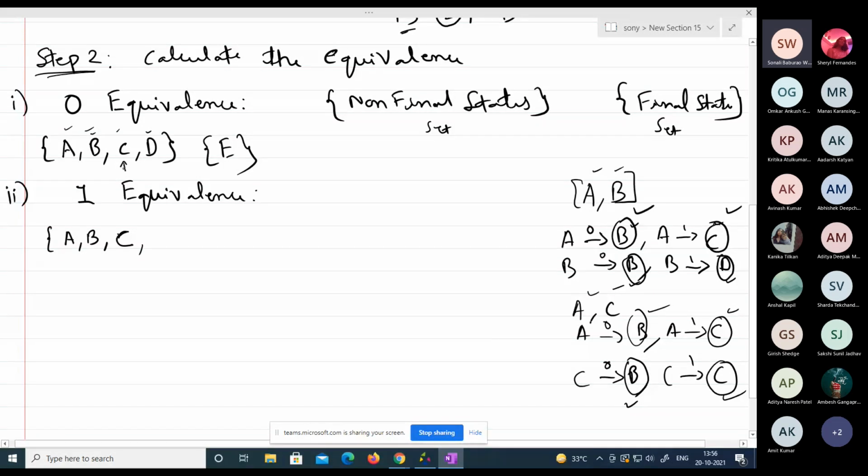Now let's check for other values. What are the other values? Is this clear? Should I repeat this?